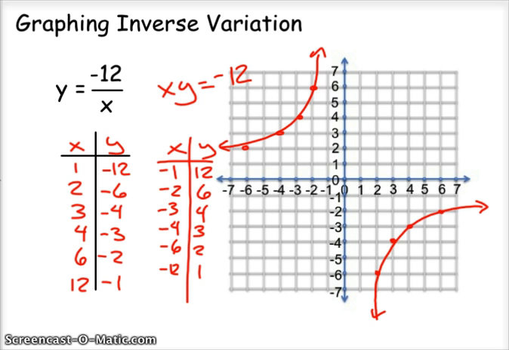Again, you will notice that these will never touch our y or x axis. And also notice that these have actually flipped positions. On the last one we had a graph in the first and third quadrants. This one's in the second and fourth. And that's because we have a negative value for our constant term. So that will move it over into the second and fourth quadrants.